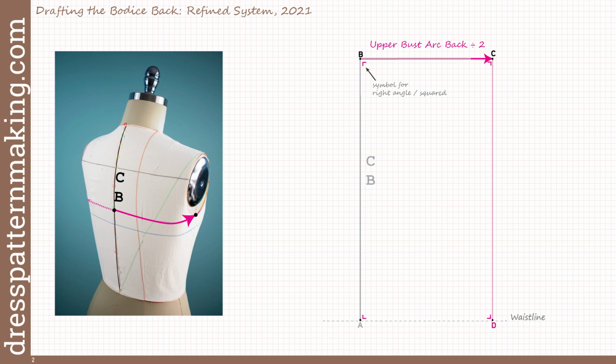Then finish the rectangle, drawing a line from C back down to the waist, and mark point D. Make sure all the corners are right angles. Now to be clear, this is just the body measurement, no ease. We will add the ease right at the very end.